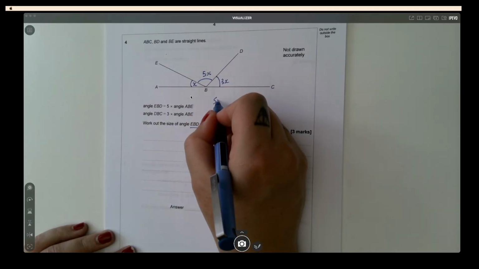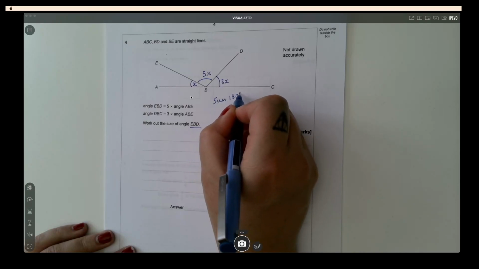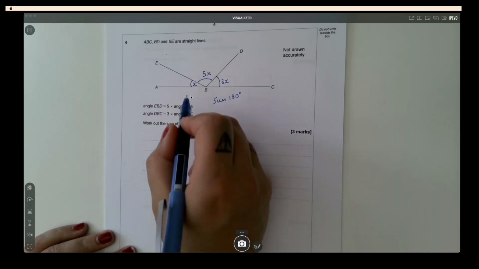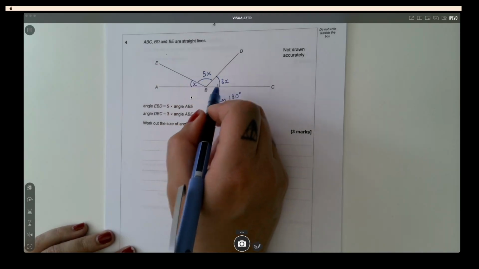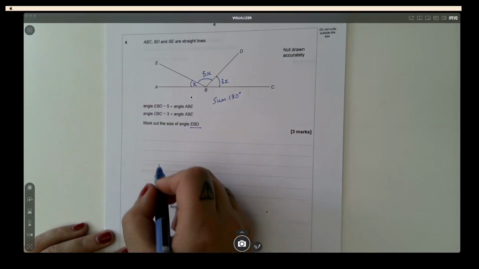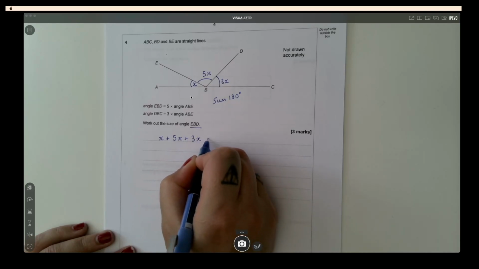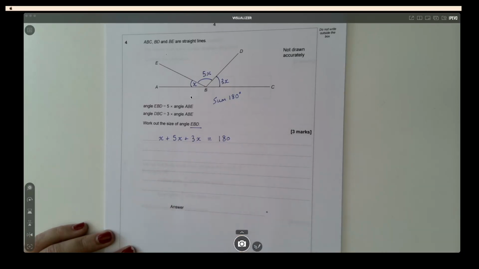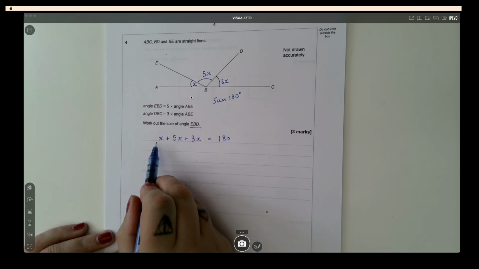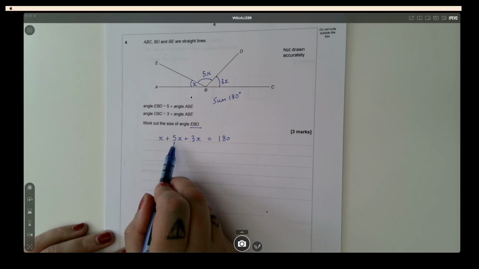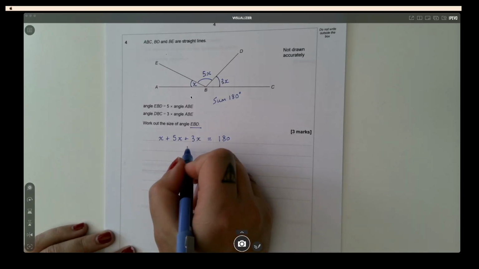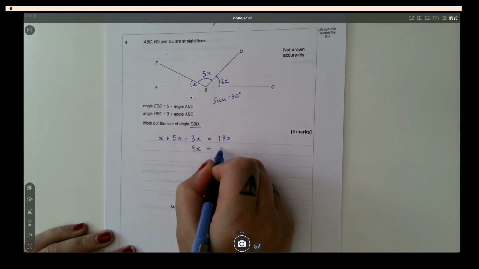Now we do know that angles on a straight line sum to 180. So we're going to add these angles together. So we have X, add 5X, add 3X, and what we would expect is an answer of 180. So 1X plus 5X is 6X, plus 3X is 9X.